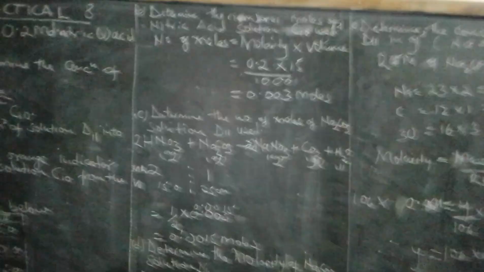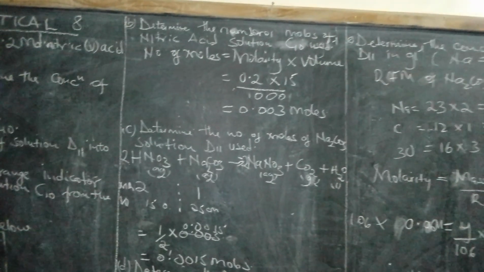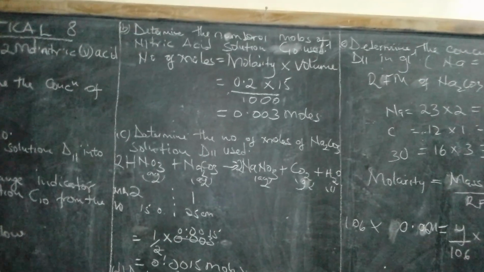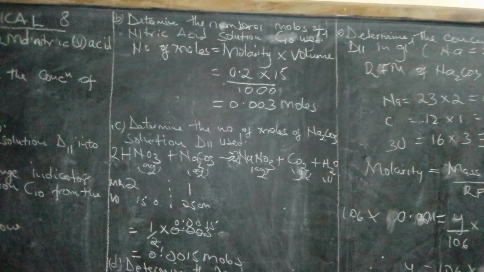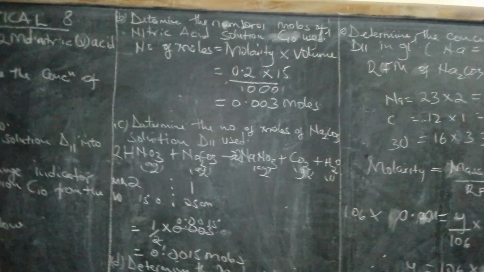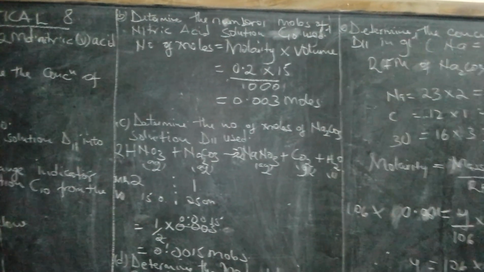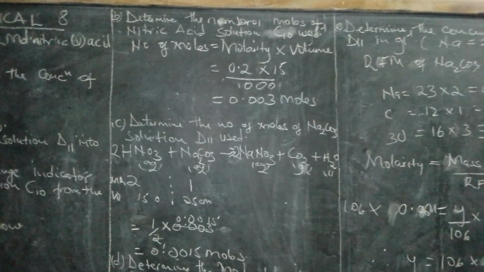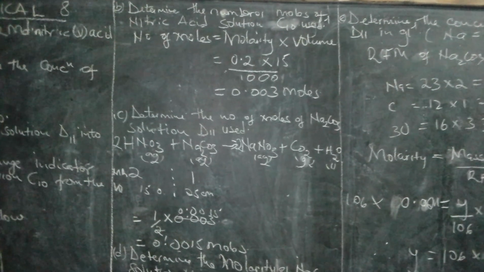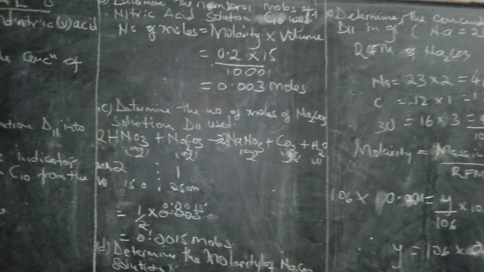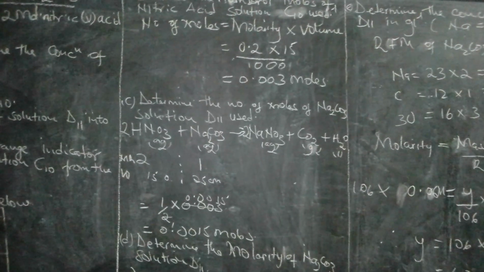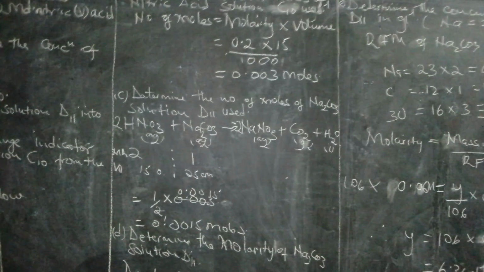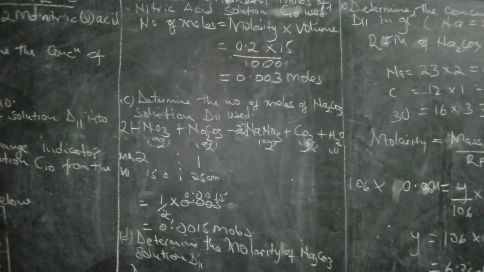Then I went on to answer B, whereby I was asked to determine the number of moles of nitric acid solution C10 used. Number of moles is equal to molarity times volume, which is 0.2 times 15 over 1,000, which is 0.003 moles.